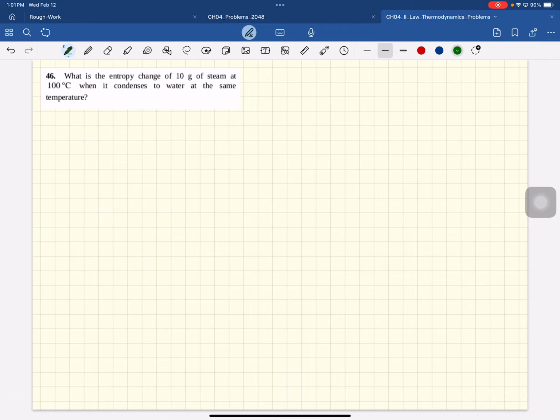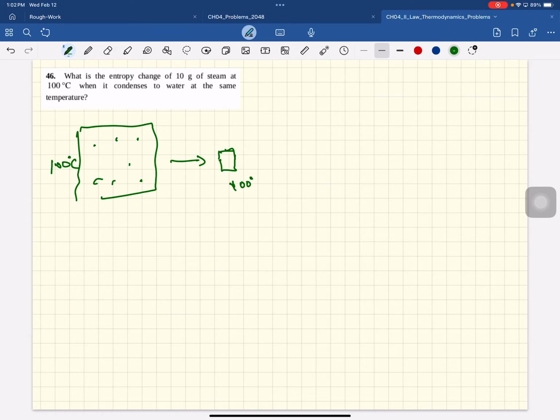All right. What is the entropy change of 10 grams of steam at 100 degrees Celsius when it condenses to water at the same temperature? Okay. So what you have is a bunch of steam at 100 degrees Celsius, and it goes into water at 100 degrees Celsius. Now this is a smaller volume, it's a more ordered state, so the entropy has decreased.